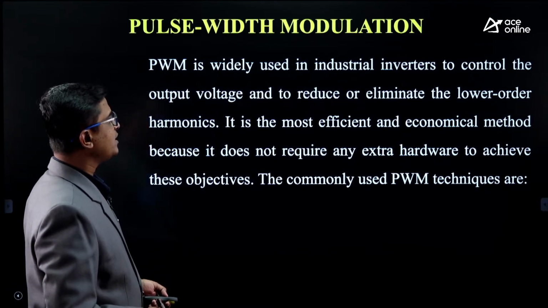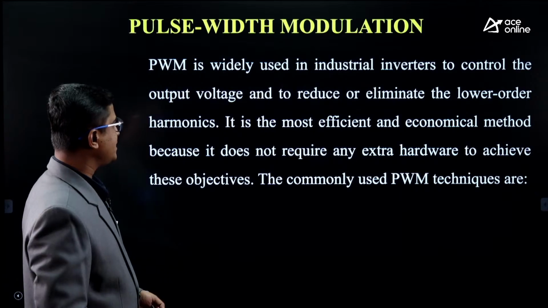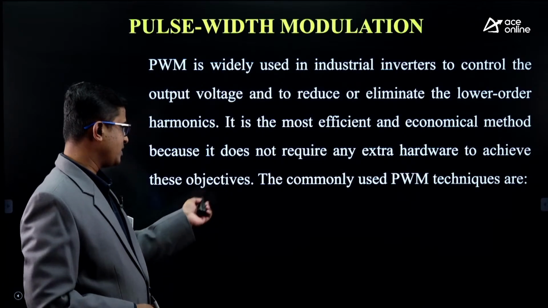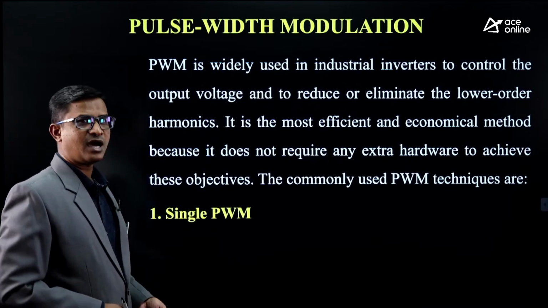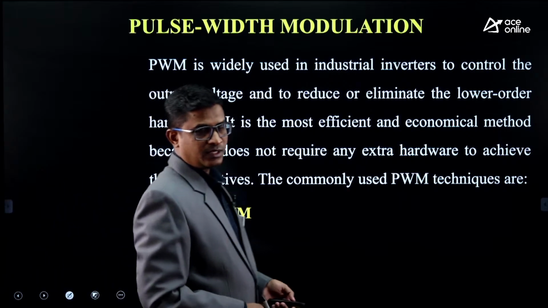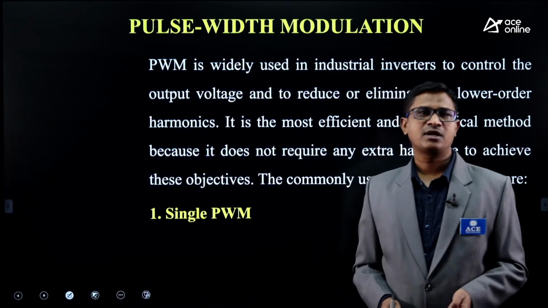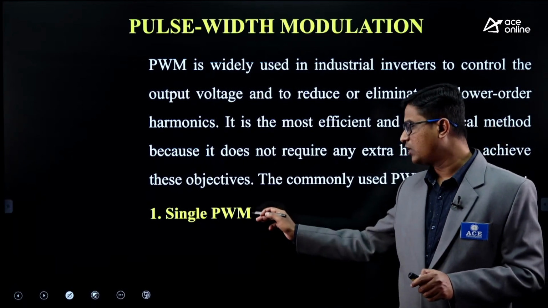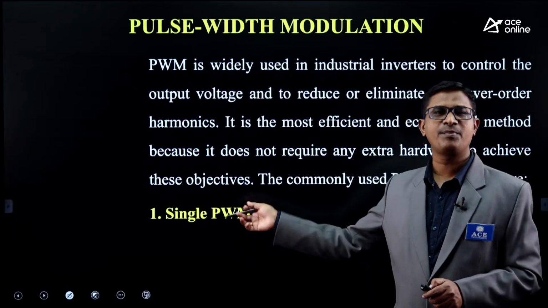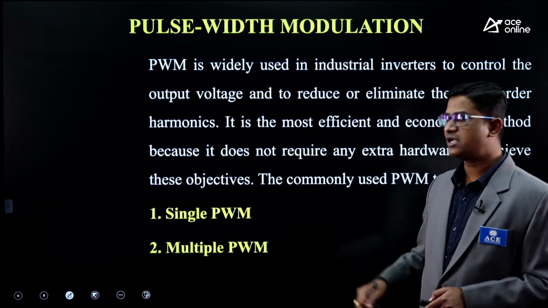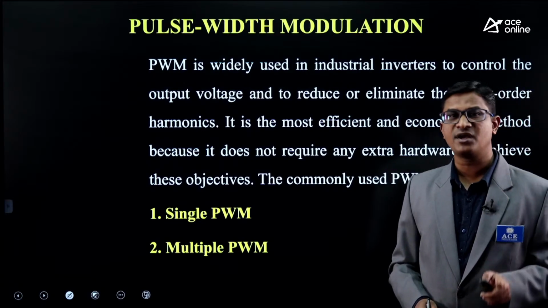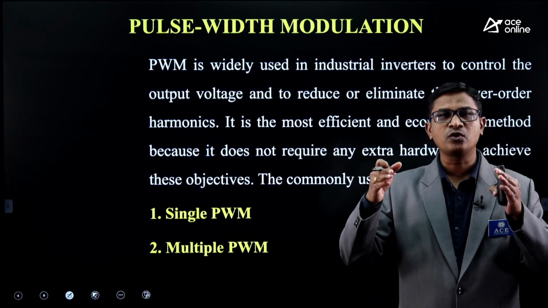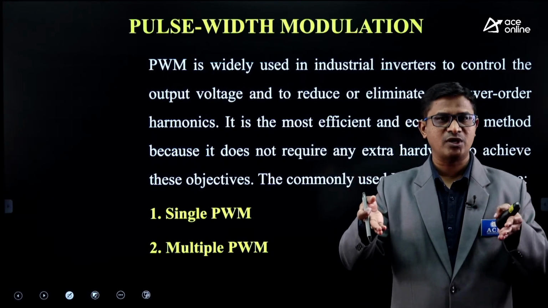PWM is widely used in industrial inverters to control the output voltage and to reduce or eliminate the lower order harmonics. It is the most efficient. The commonly used PWM techniques are single PWM. In a single pulse width modulation technique, corresponding to each half cycle of output voltage, we get only one pulse. Next is the multiple PWM technique. In a multiple PWM technique, corresponding to each half cycle of output voltage, we get multiple pulses.